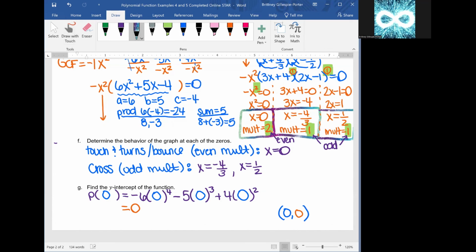Now, contrary to what you may think from this example and the previous one with factored form, not all of your y-intercepts are going to be 0, 0. It's just a fluke that it happened in these.